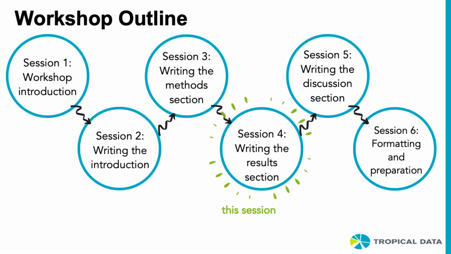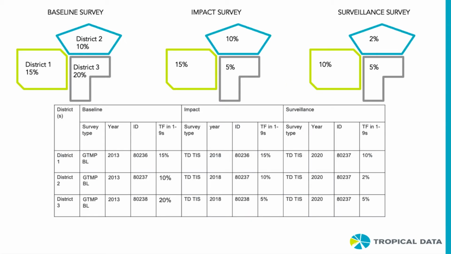We are still at the fourth stage of writing the manuscript, the results section. This part of the session will focus on how to create clear figures that graphically summarize your data. In this slide, we show a table that may not be too useful in the manuscript, but it will be useful for drawing a plot of change over time.